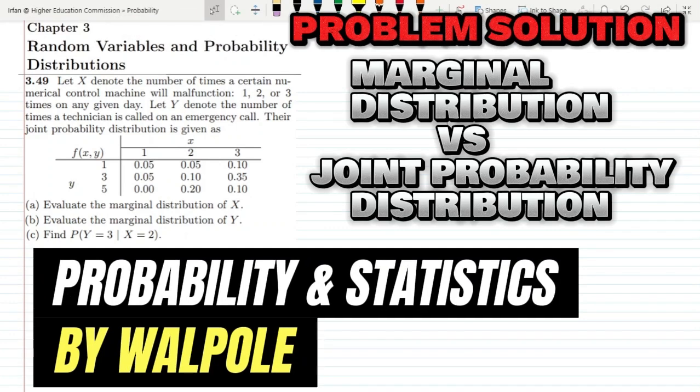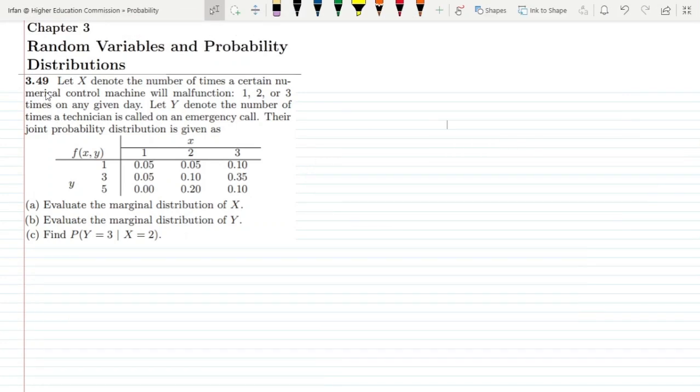Welcome back, guys. So this is question 3.49 of chapter 3, and the statement of it is: let x denote the number of times a certain numerical control machine will malfunction, 1, 2 or 3 times on any given day. Let y denote the number of times a technician is called on an emergency call. Their joint probability distribution is given as a table which is given here.